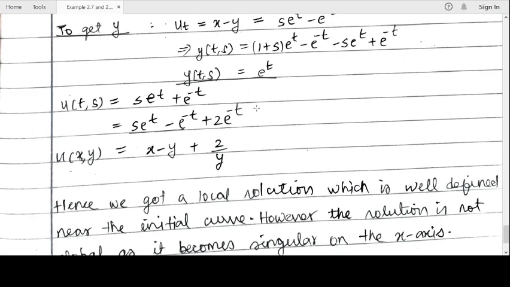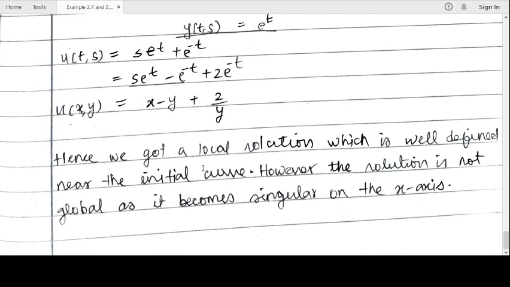Now we can invert the transformation. So we have u is s e raised to t plus e raised to minus t. Now we can substitute the value here. So s e raised to t minus this, we can write it in this form. e raised to minus t can be written as minus e raised to t plus 2 e raised to minus t. So you will get u equal to x minus y plus 2 by y. So we are able to invert the transformation and we got the integral surface.